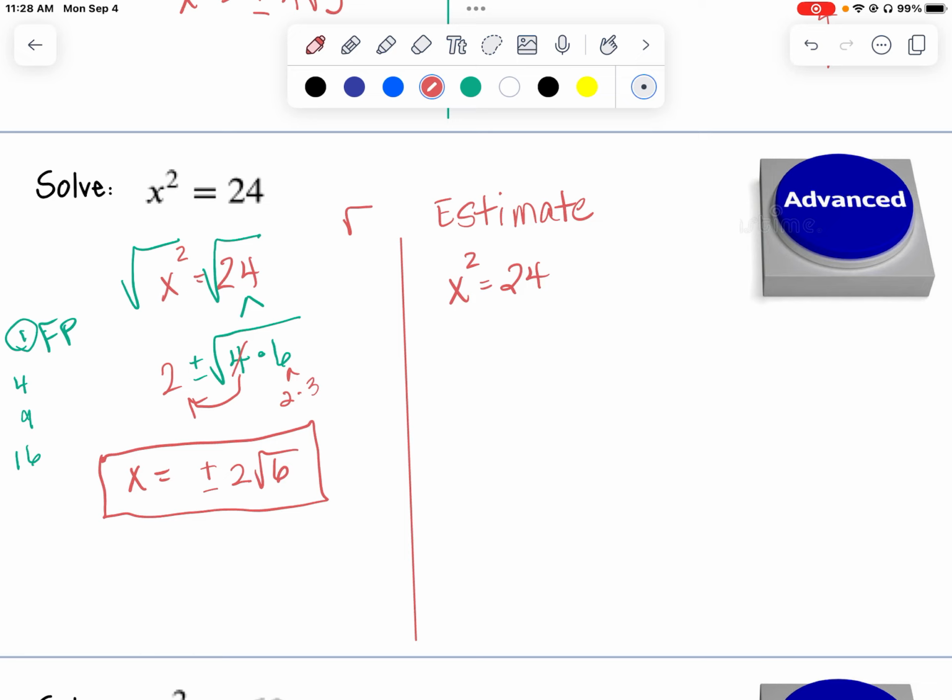Now, if I have an estimate, the perfect square below it is 16, because the square root of 16 is 4. The perfect square above it is 25, and the square root of 25 is 5. 24 is down here really close to 25, so my guess is going to be 4.9. My answer has to be somewhere between 4 and 5, just like 24 is in between 25 and 16. So my estimate answer is 4.9.